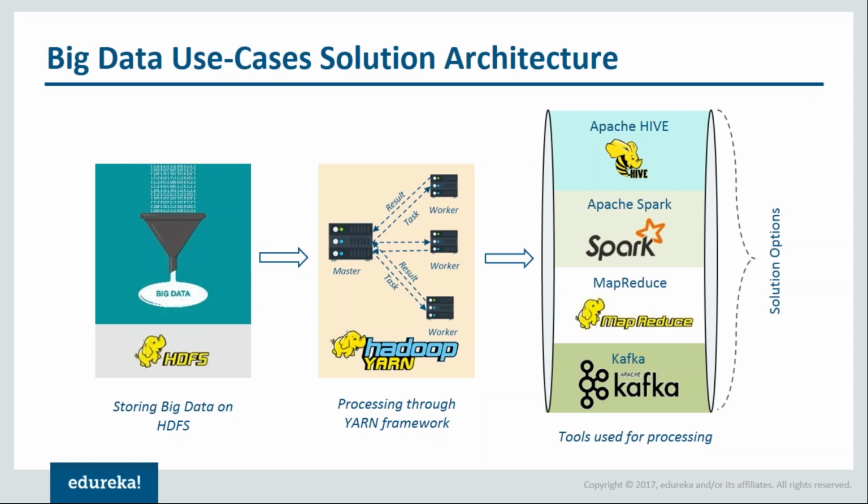So now let us take a look at a big data use case solution architecture as a whole. So you're dealing with big data now. So the first thing that you need to do is you need to dump all those data into HDFS and store it in a distributed way.